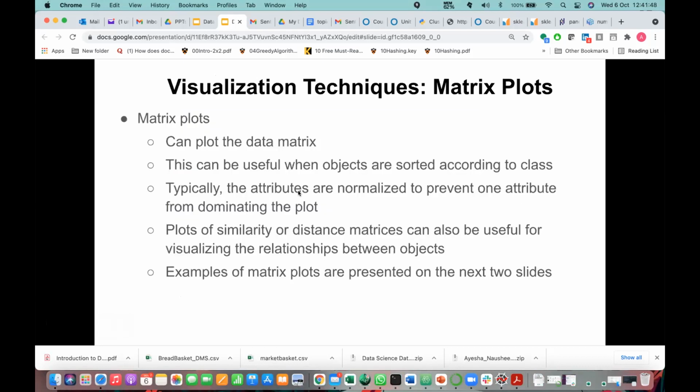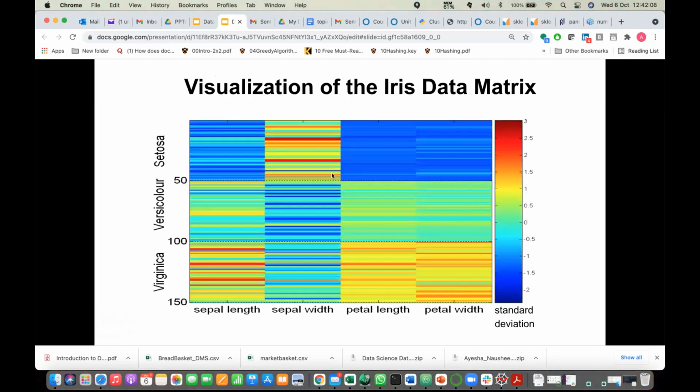Then matrix plots can plot the data matrix. This can be useful when objects are sorted according to class. Typically, the attributes are normalized to prevent one attribute from dominating the plot. Plots of similarity or distance matrices can also be useful for visualizing the relationships between objects. Examples of matrix plots are presented on the next 2 slides.